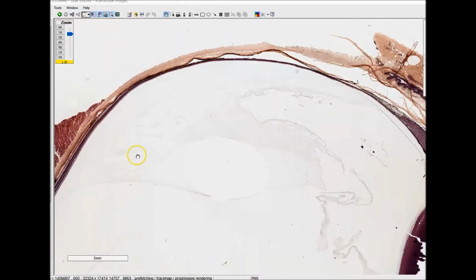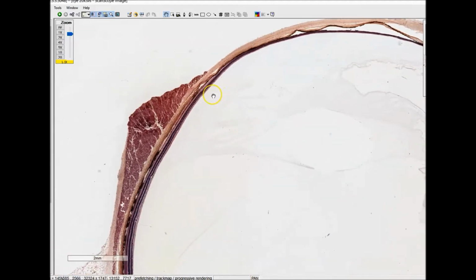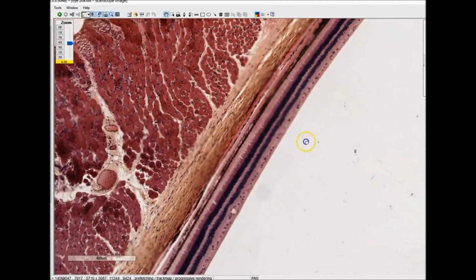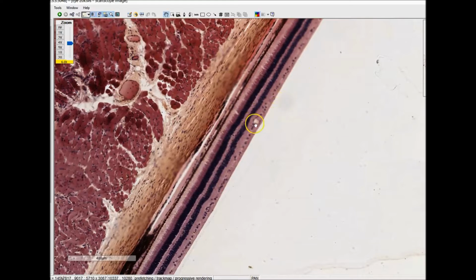The innermost layer really only exists at the back of the eye, and that's the retina. And we are going to examine the retina in some detail a little bit later, but just for now it's all of this layer here, the innermost.